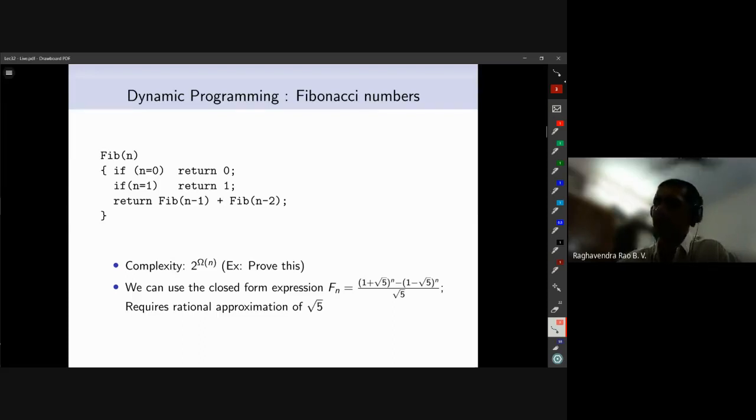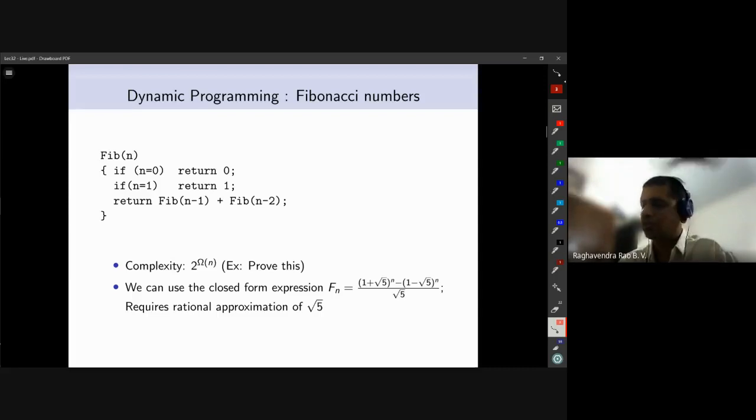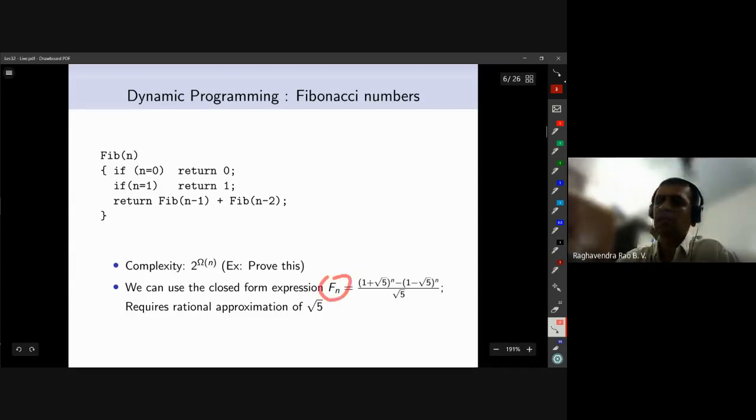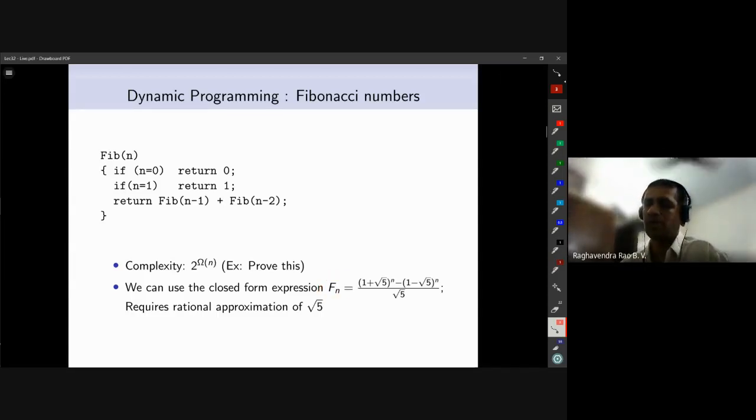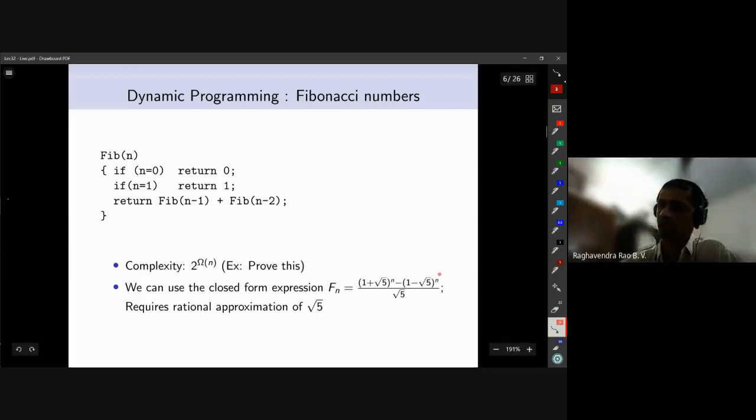And we'll have to use approximations of this. Square root 5 is not a rational number, so you cannot have a finite representation. The only thing you can do is approximate, and then you may not even get an integer if you approximate. So that is a limitation of this closed formula, though it's handy. It's a nice non-recursive formula.